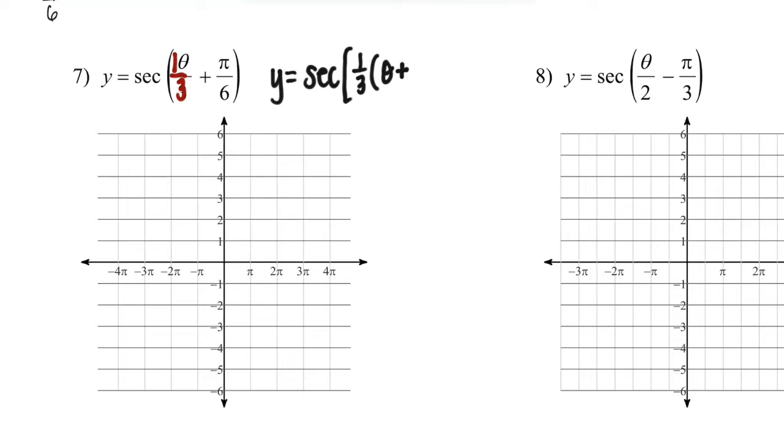When I factor out the 1/3, I divide it out. So when I divide it out of the pi over 6, we get 3 pi over 6, which reduces to pi over 2. So our phase shift is negative pi over 2, which means we're going to be going left pi over 2.